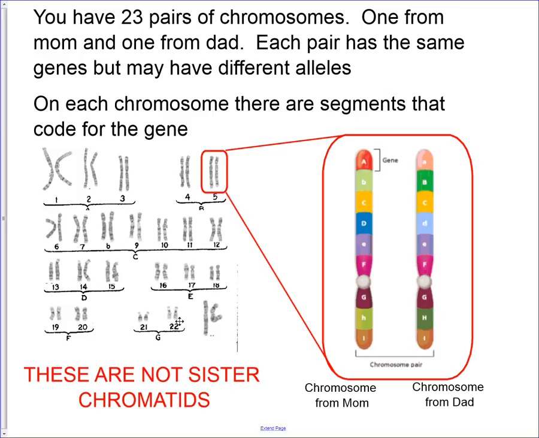Each pair has the same gene. So each one of these pairings has the same genes, but they may have different alleles because one of them came from your mom and one of them came from your dad.